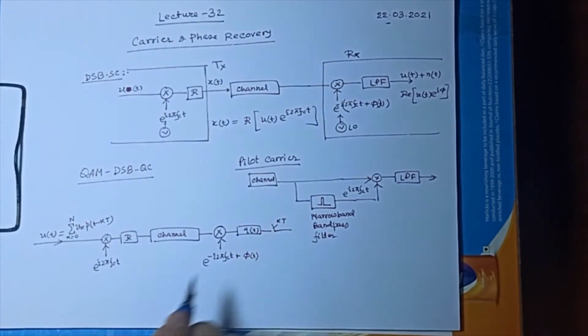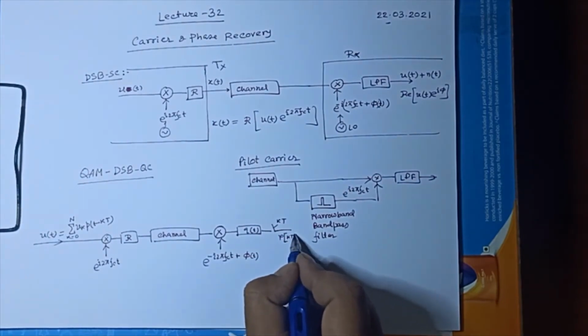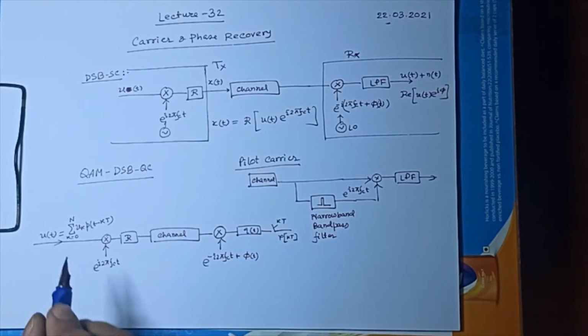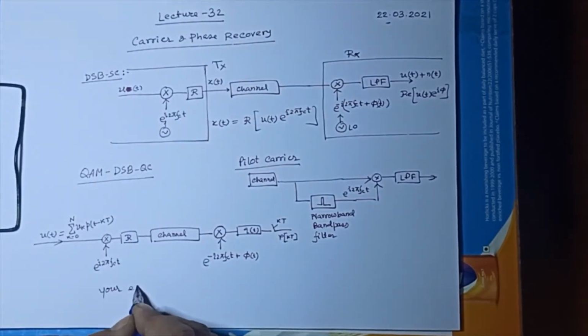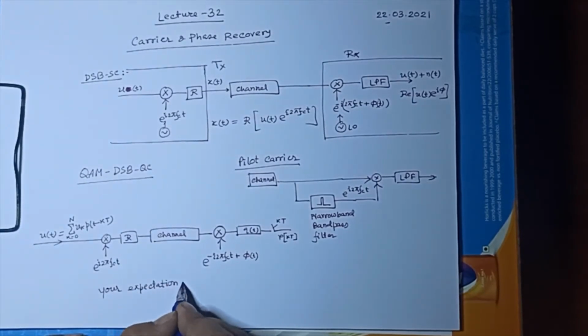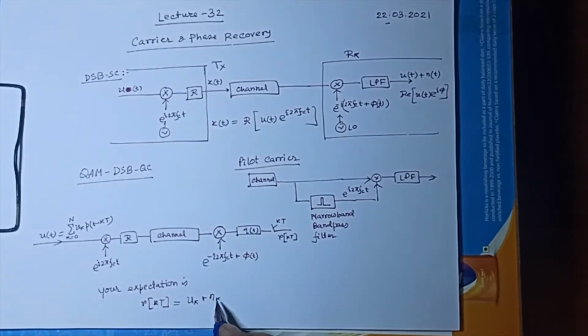At kT. So what you are expecting, your so-called r_k, you expect that this r_k should be your u_k. So your expectation, even with noise, is r_k equals u_k plus n_k. n_k I can get rid of using detection theory, the method we have already discussed, with some probability of error, of course. However, how do I know that this factor is u_k?